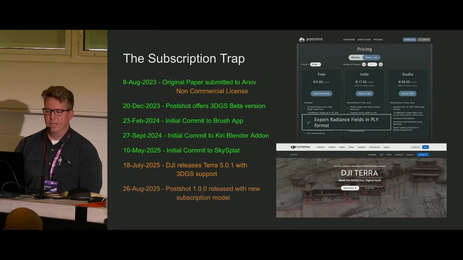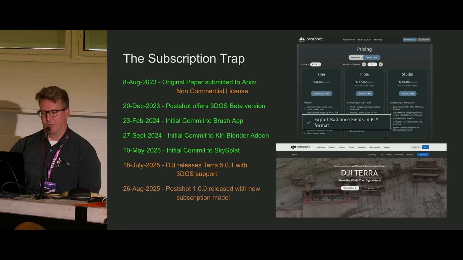The initial commit to the Brush app, which is a Rust-based open source application with a pretty liberal license for 3D Gaussian splatting, was right after that initial publication. And then the Kiri Blender add-on for the Kiri Engine, the initial commit was late last year, or about a year ago. And then I really started taking a look at this in mid-May.